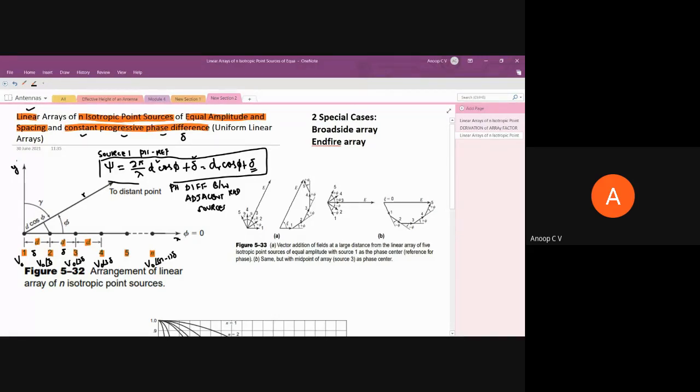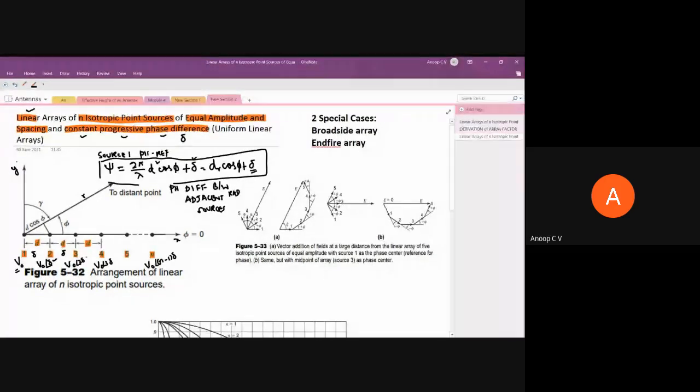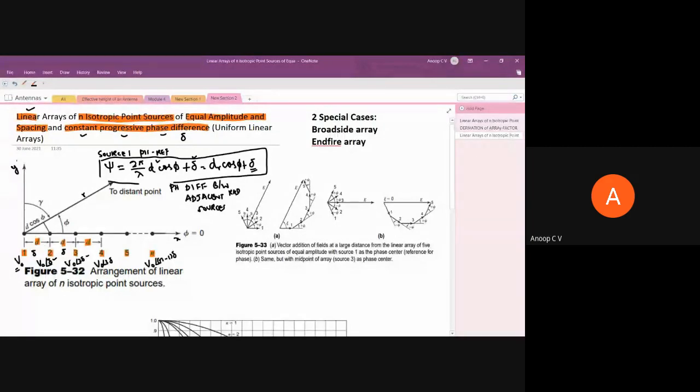So we have n isotropic sources, and source 1 is kept at the origin and all other sources are kept at a distance d apart, right? And they are fed with the same amplitude, but constant progressive phase difference delta, and spacing is also uniform. So such an array is called a uniform linear array.